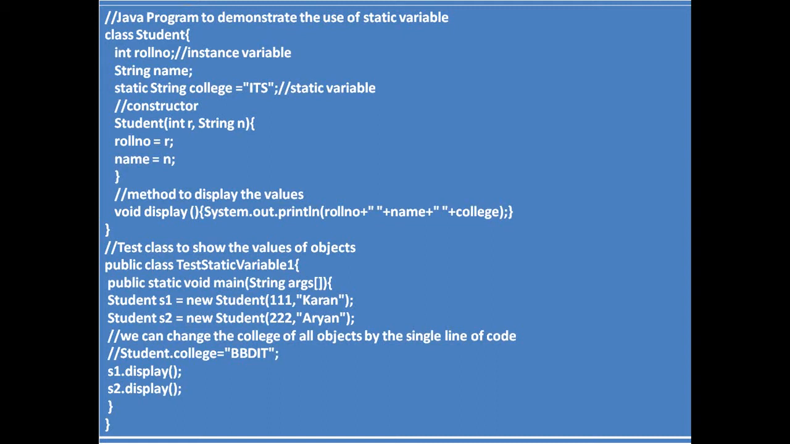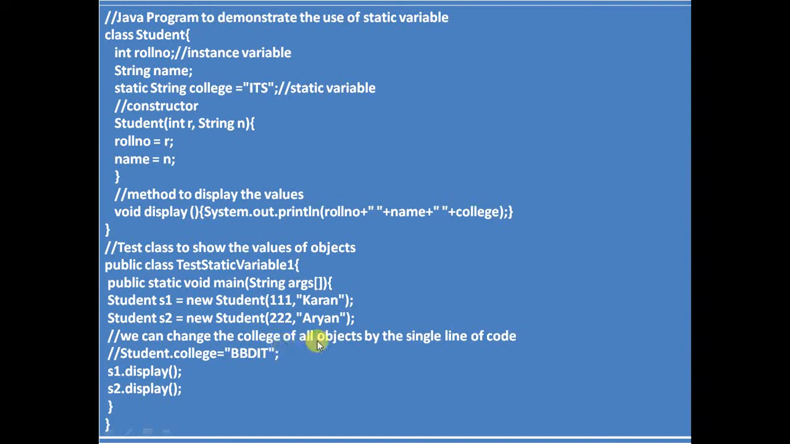So here I have taken the example Student. Define three fields: roll number, an instance variable; name, which is also an instance variable; and college name as a static variable. I define its constructor; we use the constructor for initializing the values of instance variables. We cannot initialize the static fields in the constructor. Now we create a method which displays the roll number, name, and college name. Now create a test class where we define the main method. Now we are creating two objects, Student s1 and Student s2.